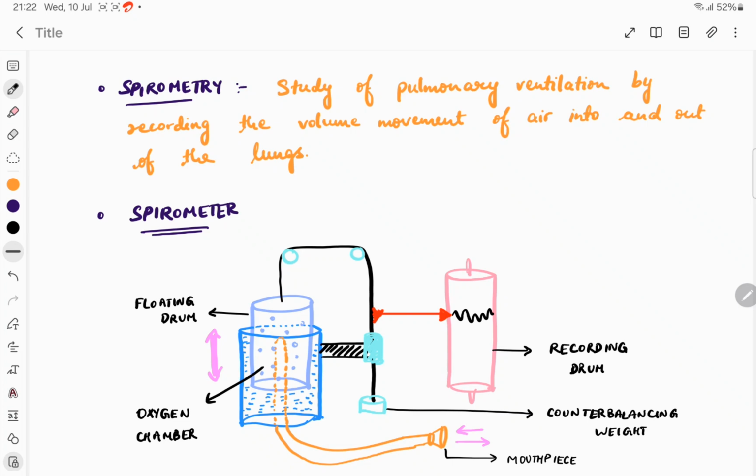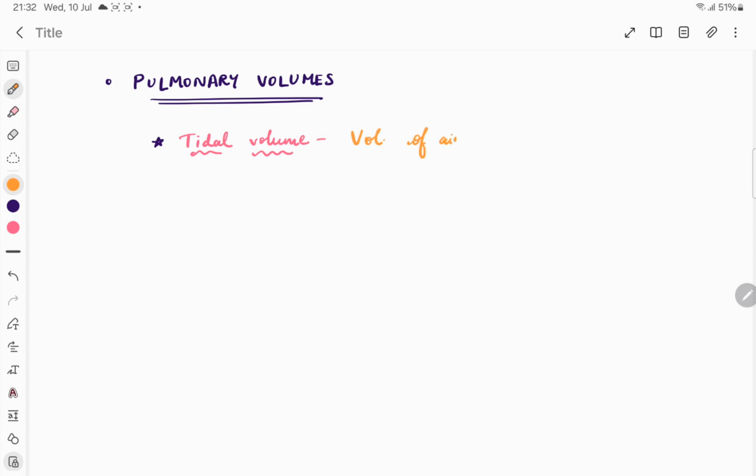Here I have labeled all the parts: the floating drum, oxygen chamber, mouthpiece, counterbalancing weight, and the recording drum. The recording drum is where the spirogram is recorded. Now let us see about the pulmonary volumes. First, tidal volume. It is the normal amount of air that we inspire and expire normally. It is around half a liter, that is 500 ml.